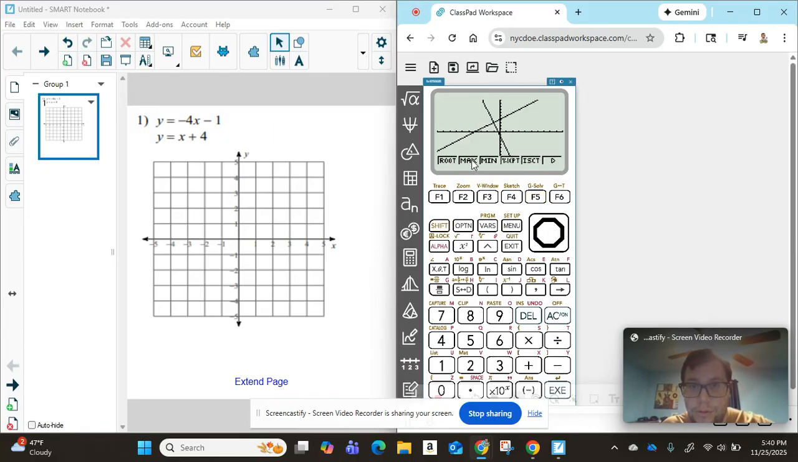And look at all we got: root, max, min, y-intercept. We're going to get this guy, ISCT. We're going to hit F5 for that. And let's see. And there is our intersection point. So over here on our graph, we are going to label that on our graph here at -1, 3. And that is the intersection point.